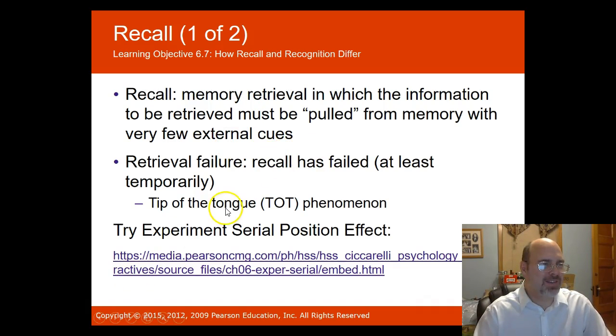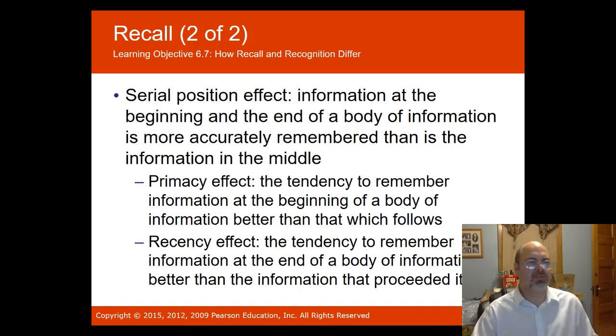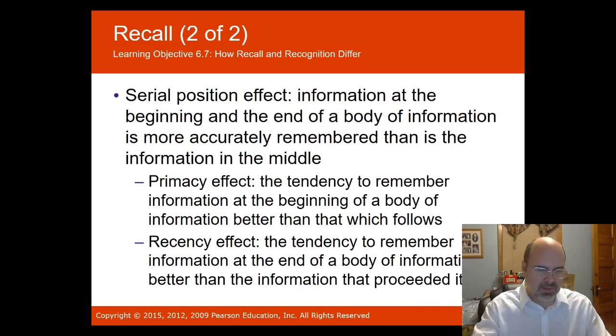If you want to try the experiment on the serial position effect, you can go ahead and click this link right here on the PowerPoint. The serial position effect is where we tend to remember stuff at the beginning and the end of a body of information, but we tend to be more likely to forget what's in the middle. The primacy effect is that I'm more likely to remember the beginning of the information because my brain is like a blank slate, and I'm open to new information. So there's less interference with the first part of the information.